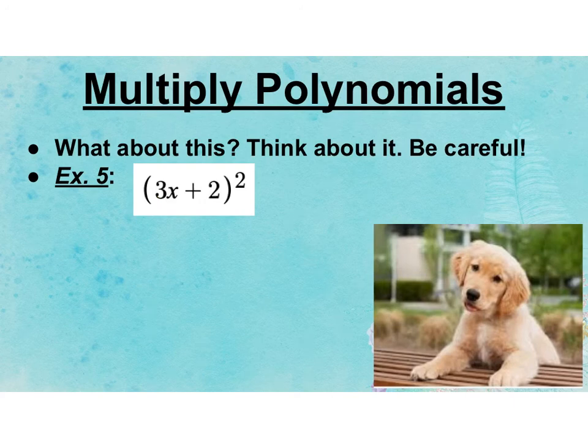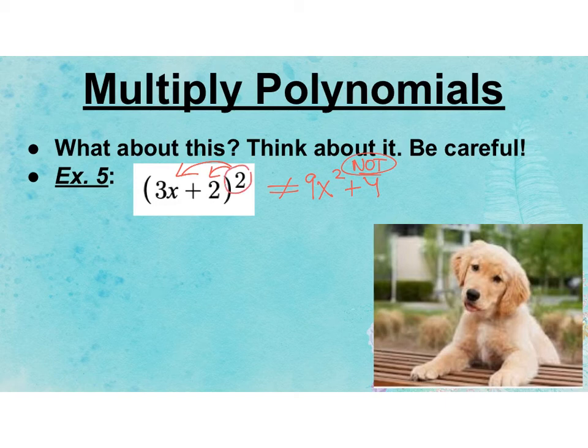All right, so what do we think about this one? Think about it, be careful, give it a try first on paper. And now I'm going to tell you what not to do. You cannot just do that. That's going to then give me 3x squared, whole thing squared, is 9x squared plus 4. That is not the right answer, and I will show you why.